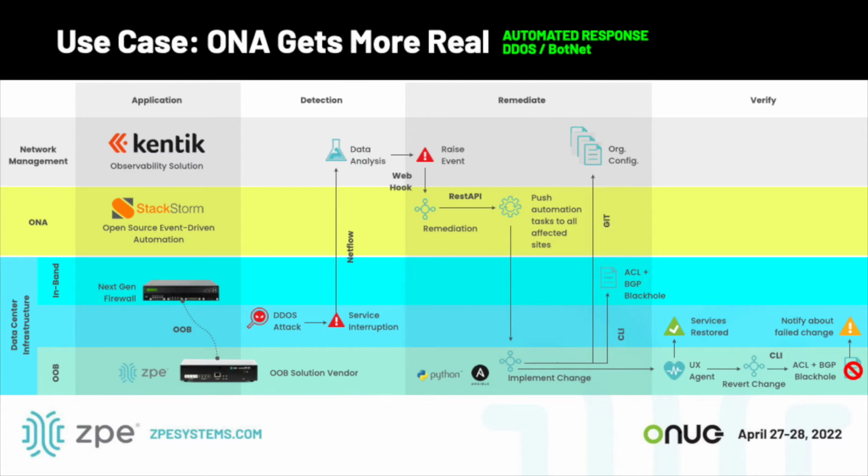To identify if the client is trying to reach a dedicated DNS server, we use Kentik's observability solution. Kentik will monitor the data stream using NetFlow, analyze the data, and if certain events are happening, we'll use that as a trigger to send the event alert via webhook to StackStorm. StackStorm is an event-driven automation solution which is open source. Everybody can use it.